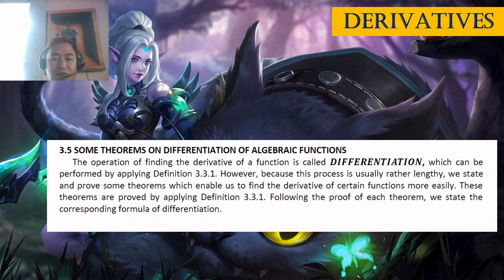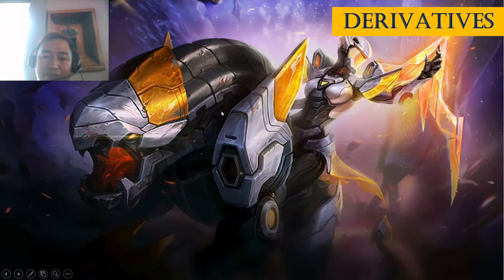Now, some theorems on differentiation of algebraic functions. The operation of finding the derivative of a function is called differentiation, which can be performed by applying Definition 3.3.1 from earlier. However, because this process is usually rather lengthy, we use shortcuts instead of taking limits every time. We will prove these shortcut formulas using the theorems we just discussed.